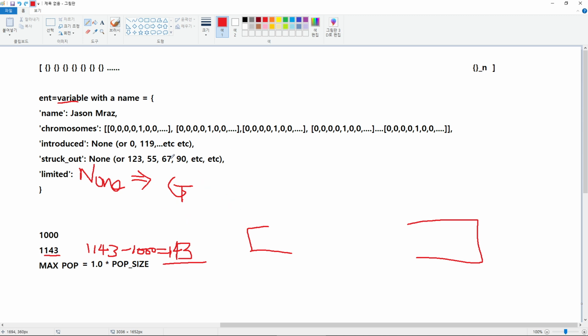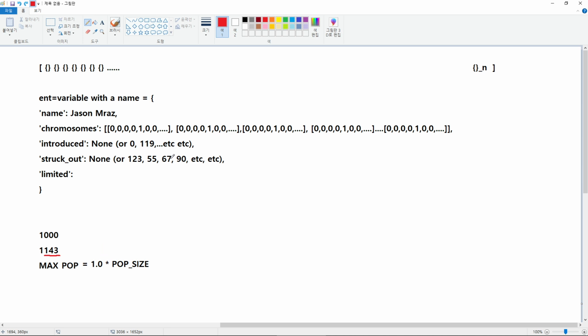It'd be something like this again. And of course, if struck out has a value other than none, limited would have the value none. If limited had a value other than none, for example 17, then struck out would still be none. You can't have both hold integer values at the same time, because that's not how the evolution scheme works.